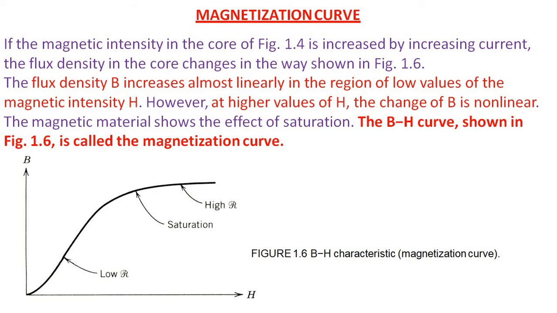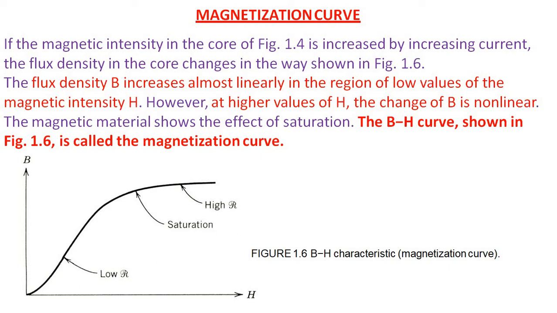Magnetization curve. If the magnetic field intensity in the core is increased by increasing current, the flux density of the core changes in the way shown in the figure. The flux density B increases almost linearly in the region of low values of the magnetic field intensity. However, at the highest values of H, the change of B is nonlinear. The magnetic material shows the effect of saturation. The BH curve shown in the figure is called the magnetization curve.